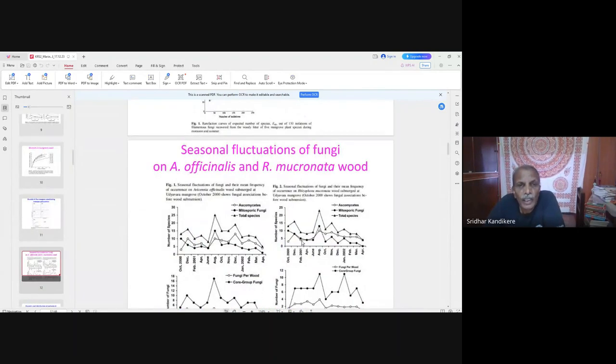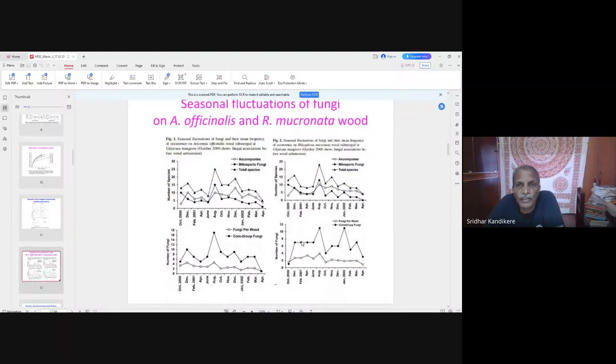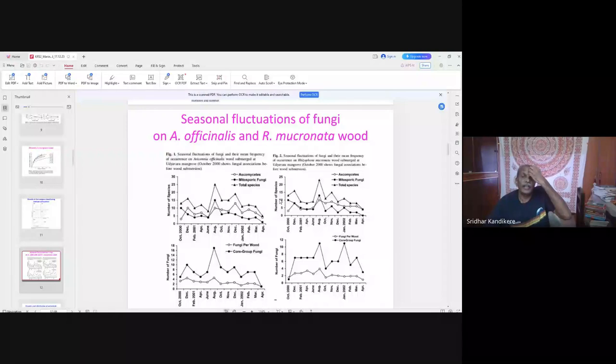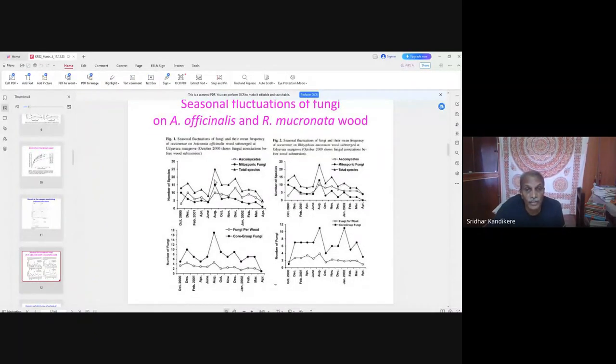So then you can also look for seasonal fluctuations of fungi on Avicennia officinalis and Rhizophora mucronata wood material. This panel is for Avicennia officinalis, and you can see that in the month of August, the total number of species is highest. And the mitosporic fungi is highest in August, and the total number of species was highest in the month of December. So it is a little bit after the post-monsoon season. This is the number of species obtained on woody material, that is Avicennia officinalis.